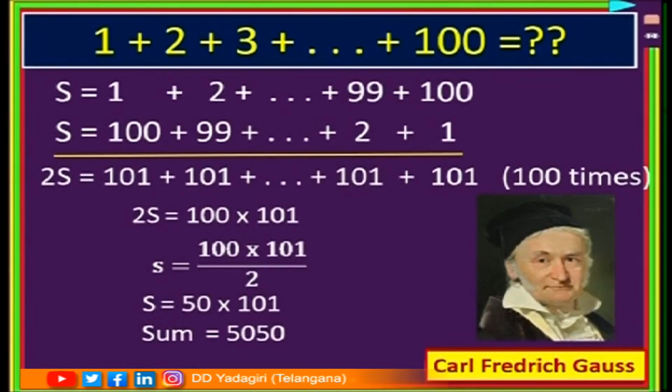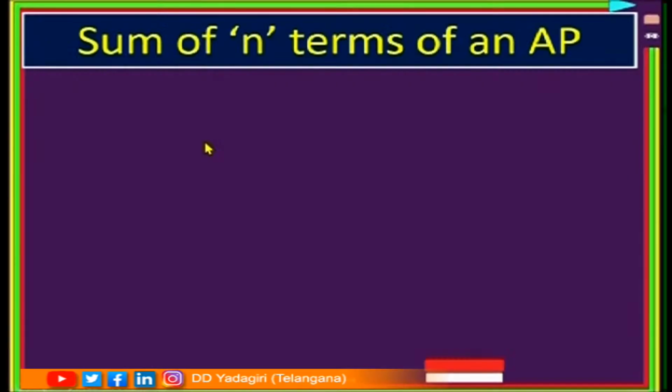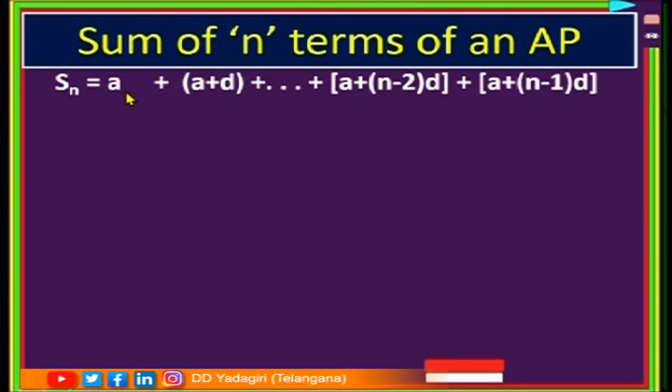Okay. So this leads to find the sum of n terms, that is Sn for AP. So let us solve sum of n terms of an AP. Sn is equal to, what is the first term of AP? A.